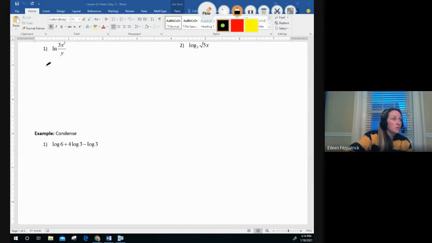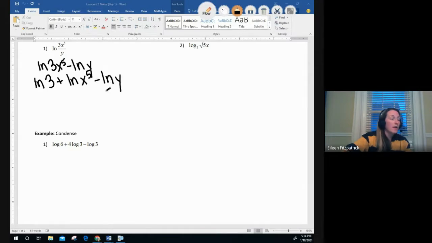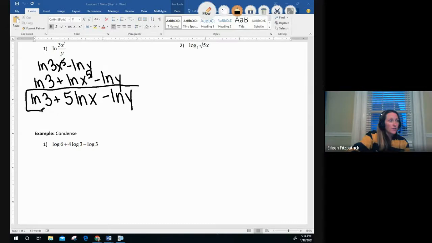So division pairs with subtraction. I'm going to write it as ln 3x to the fifth minus ln y. Then break apart the multiplication. Multiplication pairs with addition. So ln 3 plus ln x to the fifth minus ln y. And then finally, take care of the power, the exponent that gets written out front. That's the power property, the last property. So it's ln 3 plus 5 times the natural log of x minus ln y. And that would be your final expansion.